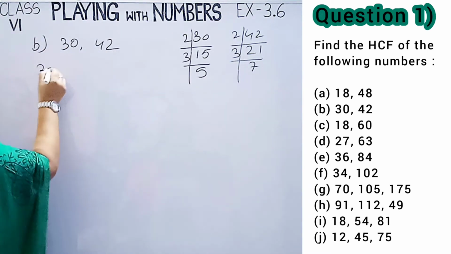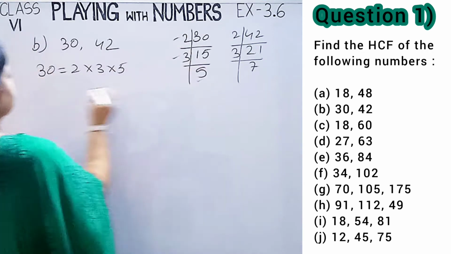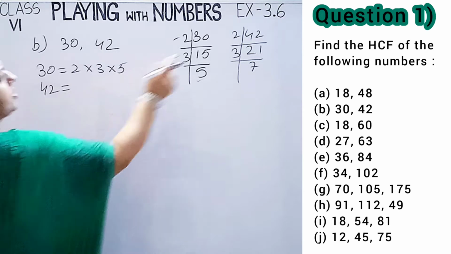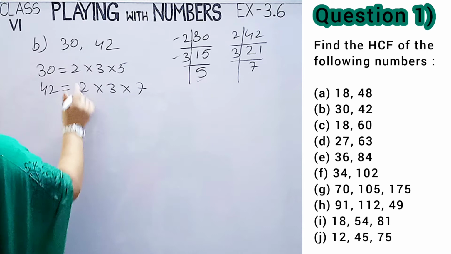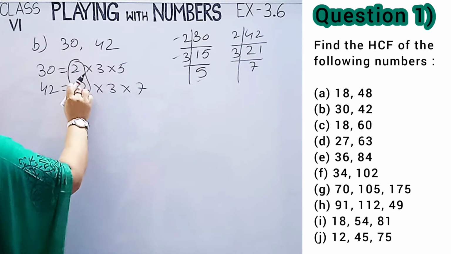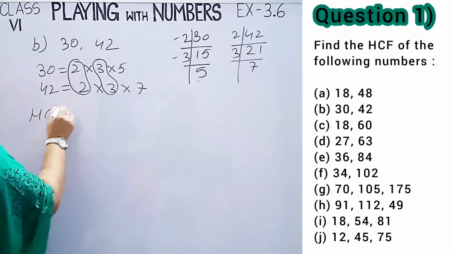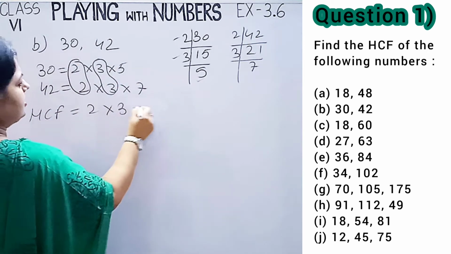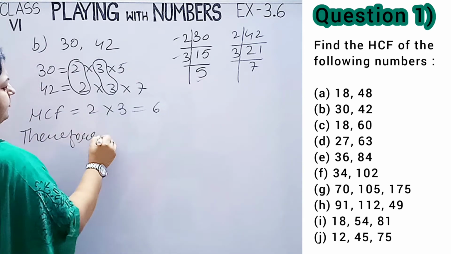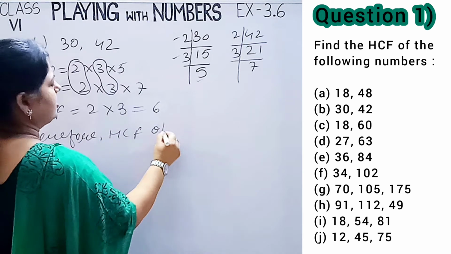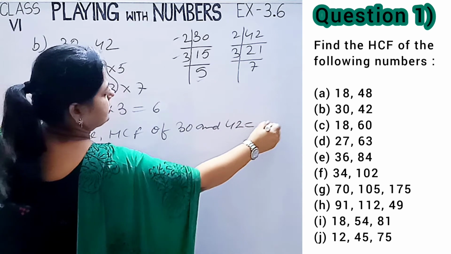So 30 is equal to 2 into 3 into 5. These three numbers. Coming to 42, 42 is 2, 3, 7. And here 2 and 3 are also common. So HCF is equal to 2 into 3, 6. Therefore, HCF of 30 and 42 is equal to 6. Answer.